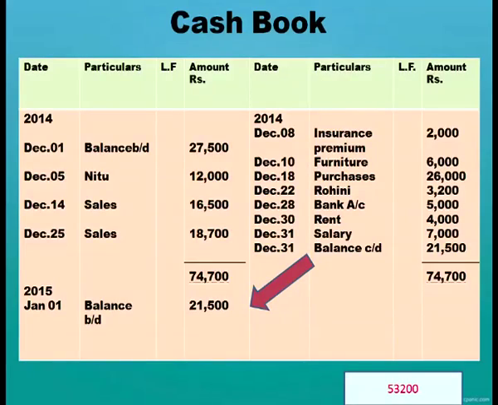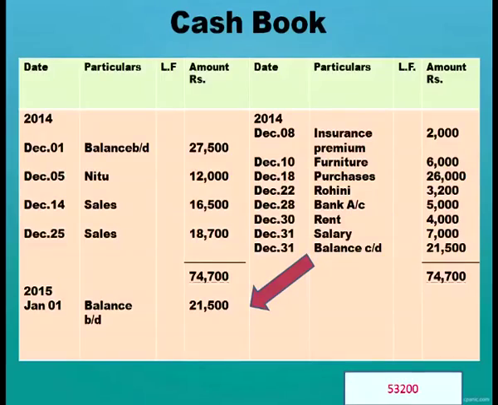You have to write the biggest total on both sides, that is 74,700. You have to write the total. Then balance two sides, that is on the credit side now you got 53,200. On the debit side you got 74,700. So, the difference will come to 21,500. That you have to write on the side where there is shortage. Usually, a simple cash book will have the shortage only on the credit side.